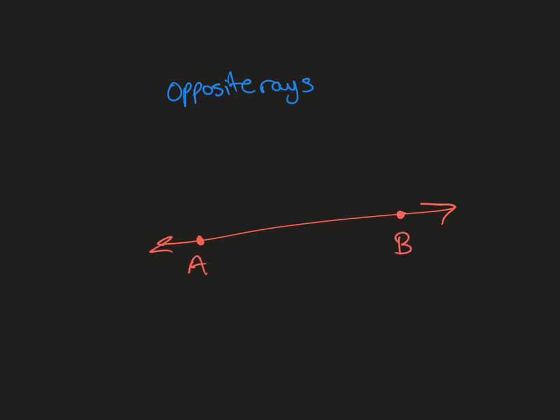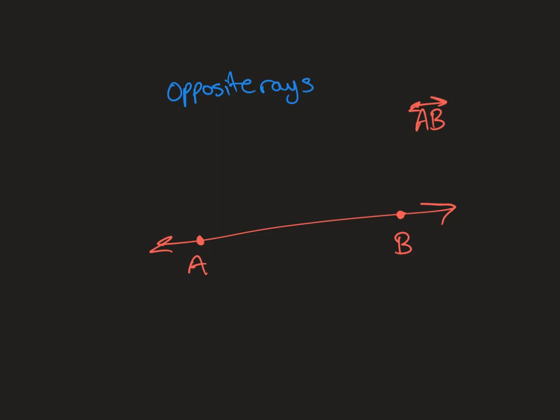Okay, so before we get into today's lesson, I just want to do a little bit of a review of what it means to be opposite rays. In order for it to be an opposite ray, if I were to draw a line, and let's say this is line AB, so I can write that like so.